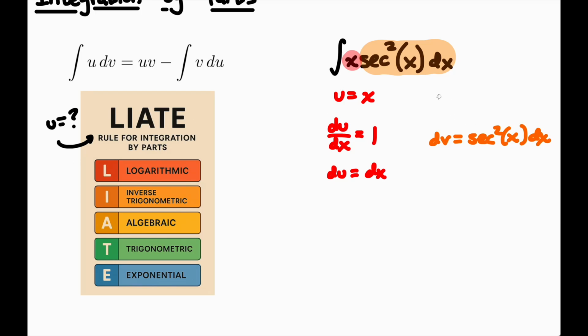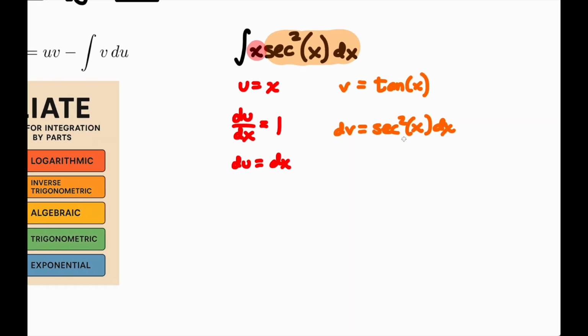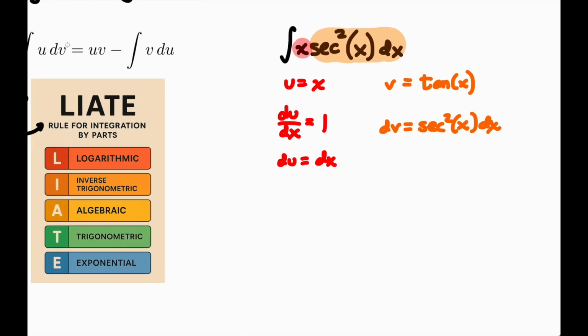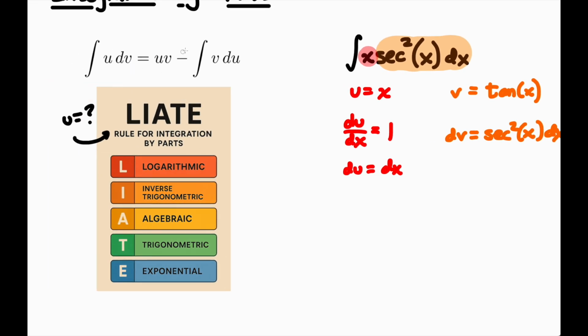From here, we need to figure out what our v is. Well, we have the dv right here, so all we have to do is take the antiderivative of this dv, and the antiderivative of secant squared x is just going to be tan x. I'm going to write that in right there. Now this does follow logic. If you take the derivative of v, you do get secant squared, so dv over dx would be equal to secant squared x, which is what we have there. So now we have everything we need to use that integration by parts formula right over here.